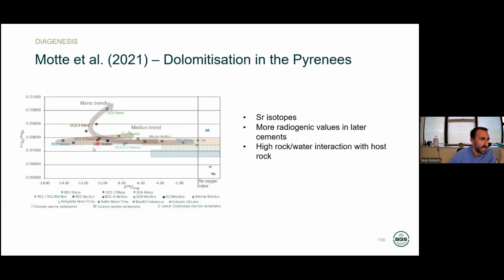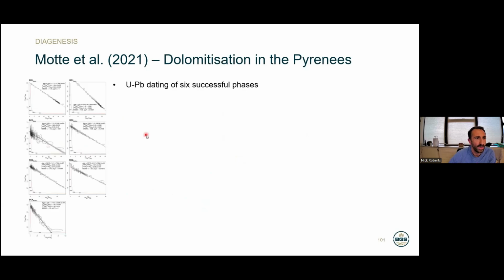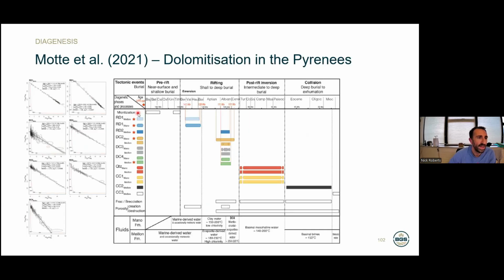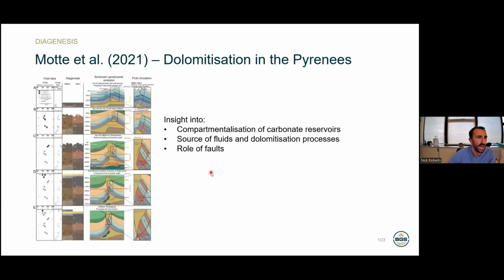And they compare that with the changing time. They managed to date 6 of these cement phases in uranium lead. And what that gives us is a really nice time history of when these cements are forming compared to what's going on at the basin, the pre-rift and the post-rift. Why does that matter? That's really important for understanding the compartmentalization of fluids within these carbonate reservoirs and what the sources of fluids are.